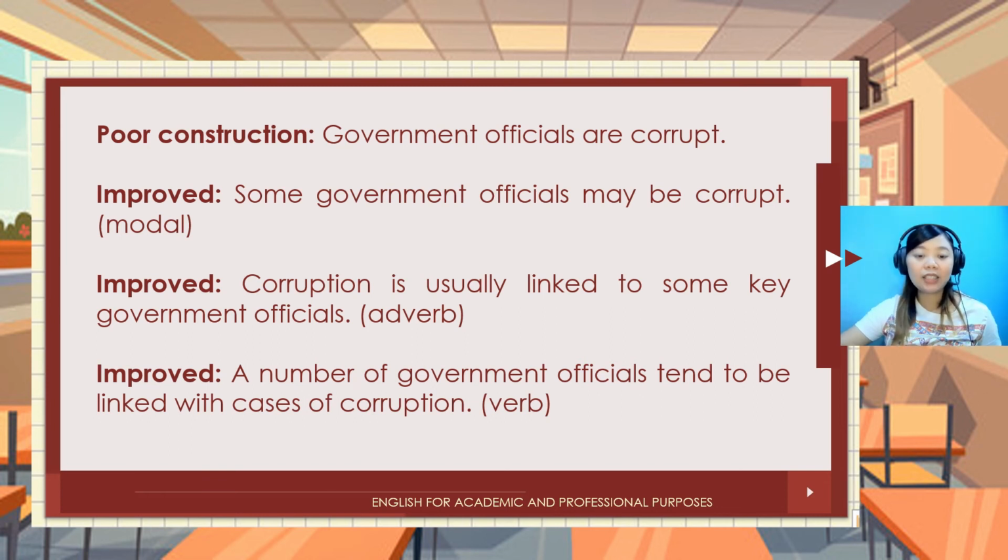Then the last improved sentence is: a number of government officials tend to be linked with cases of corruption. So we have the words tend to be, we have the word link, and we have the words a number, which shows that not all government officials are corrupt. So in writing academic text, you have to avoid sweeping generalization, or simply generalizing your idea or argument about a particular topic.